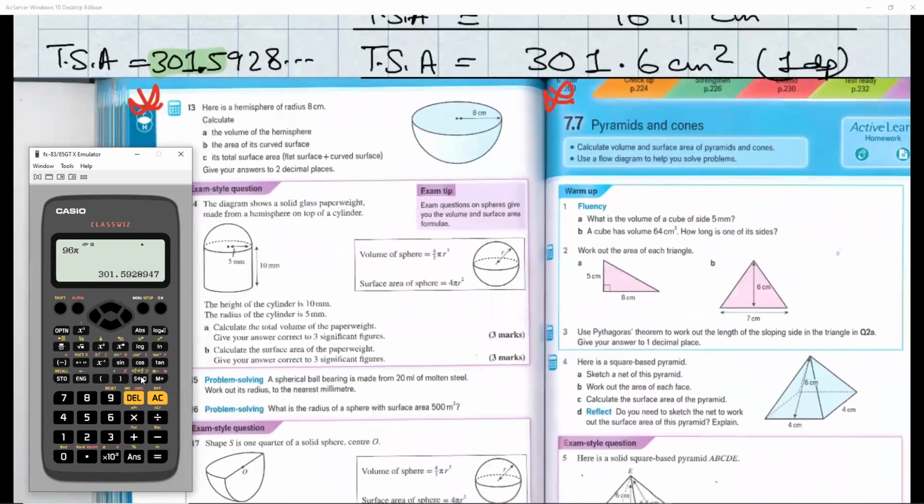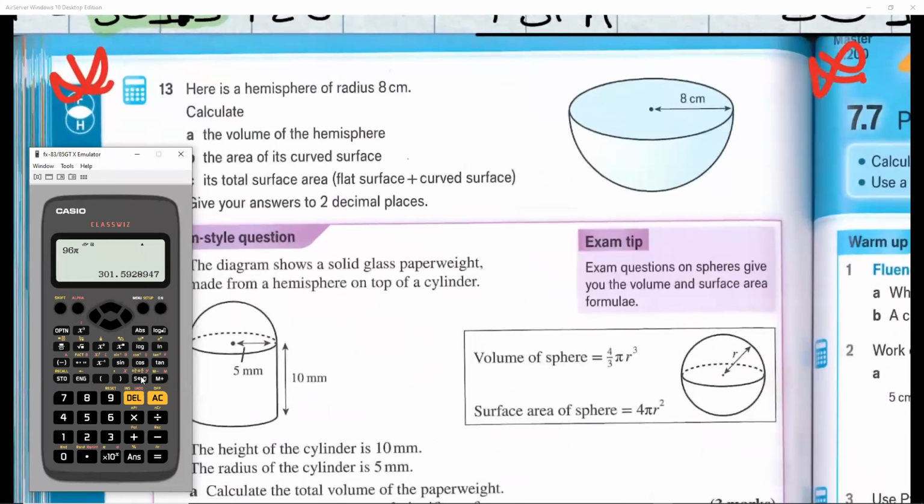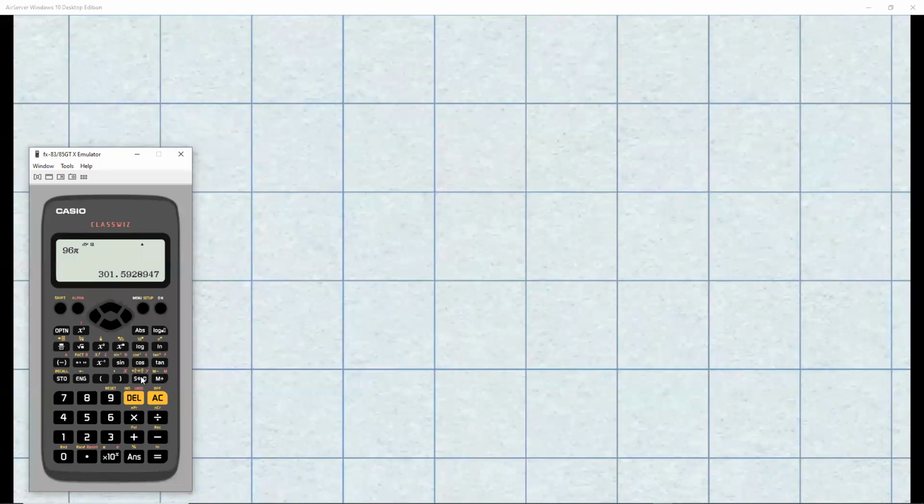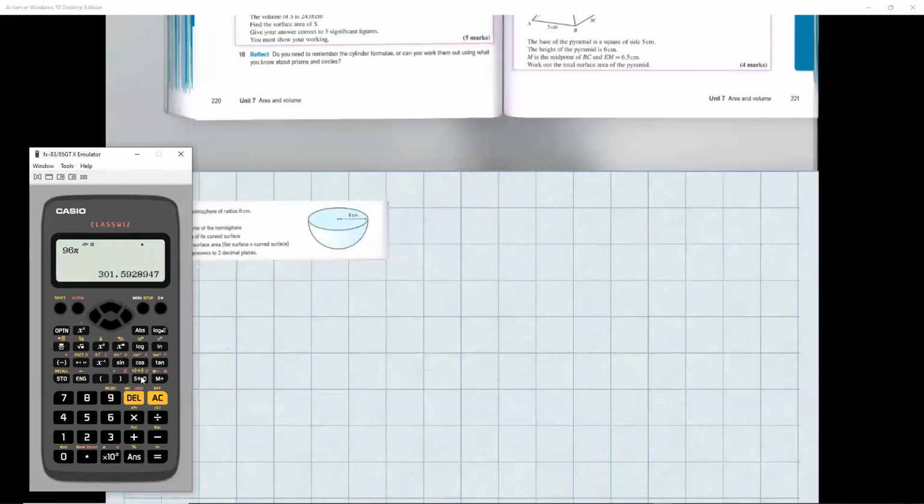Question number 13. Okay, where are we? Right, let me find that question. Okay, I think we're here. Let me add a page. Okay, here comes our next question. Copy and paste.